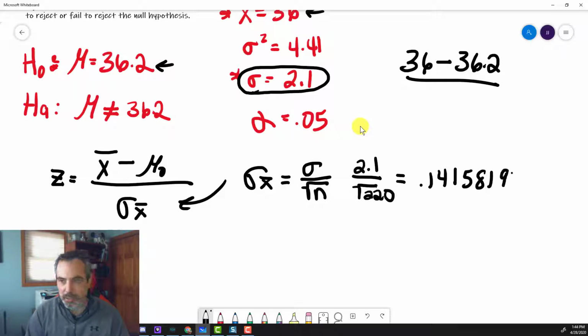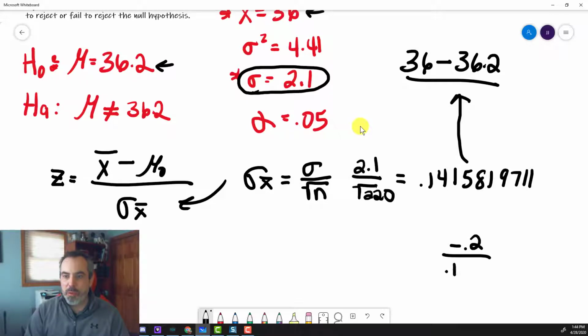0.1415, and you can do this a little bit differently. Typically I would do that all at once, but this number is going here. So I have negative 0.2 divided by 0.1416.